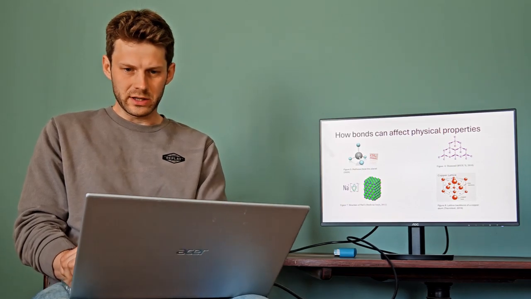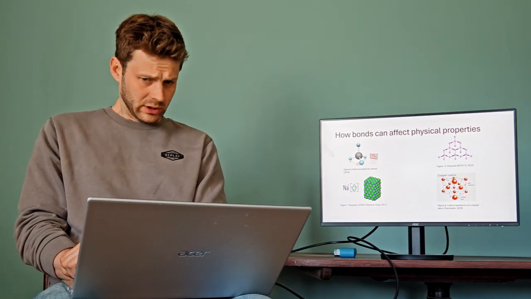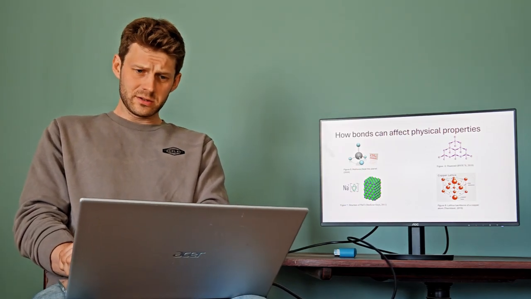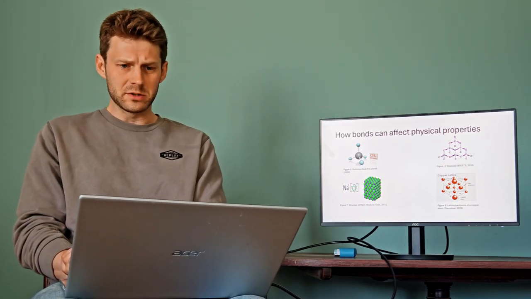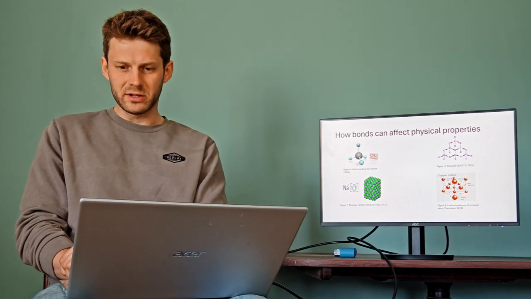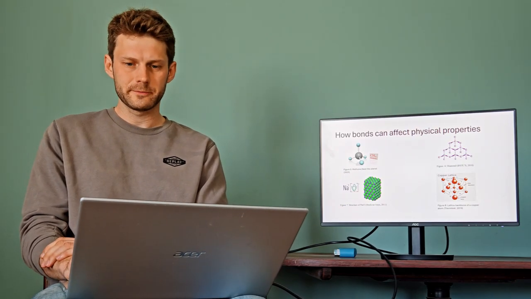And copper is a metallic structure held together with metallic bonds. It forms a lattice of copper atoms with free-flowing delocalized electrons in between, which makes copper very conductive and malleable. So copper is perfect for electrical wires.